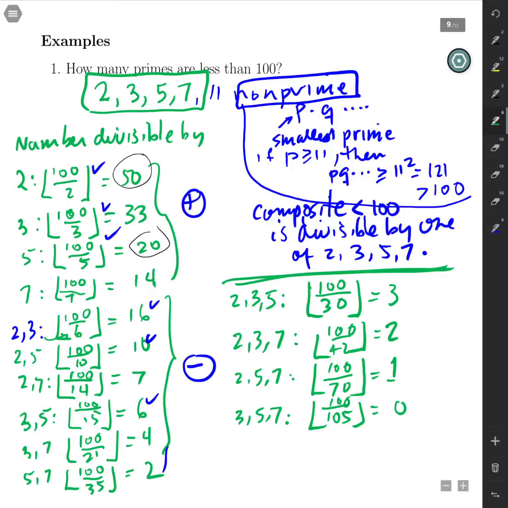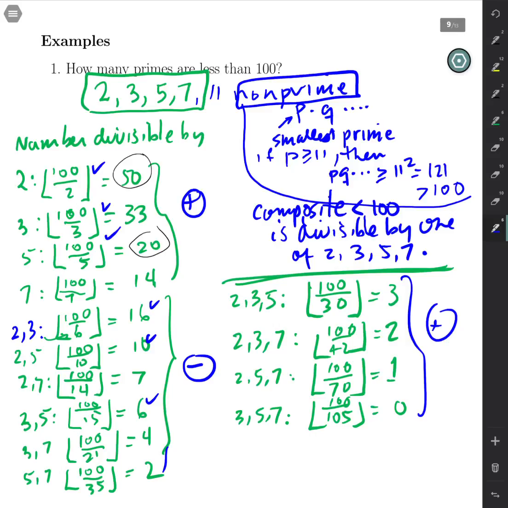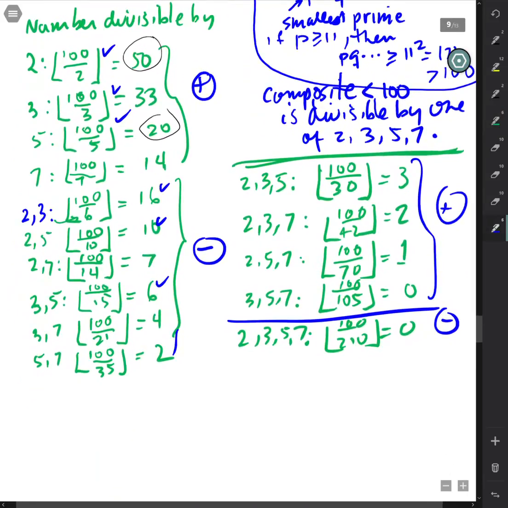So those we will add back in, and then we have one more to take, and that's all 4 of them at once, intersecting all 4. We'll take by 2, 3, 5, and 7, divisible by all of them. The product there is 210, so we just get a 0 there. This is a number we would subtract. Of course, it's only 0, so there's not much to do there.